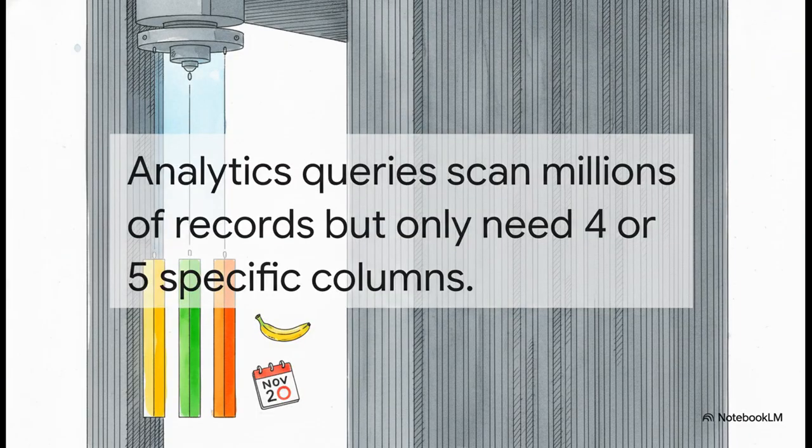And here is the really crucial point. A massive fact table in a data warehouse might have well over 100 columns. But our analytics query actually only needs a tiny handful of them. For our banana promotion, we might only need the date, the product ID, and the quantity. And that's it. We want to completely ignore the other 90-plus columns.